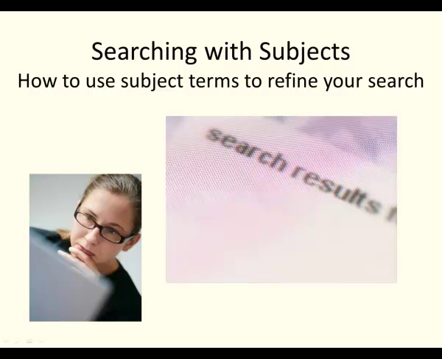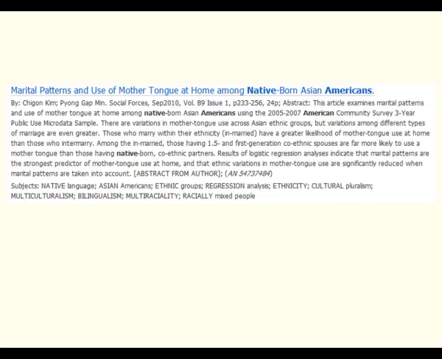Searching with subject terms can help you get fewer, more useful results. But what is a subject term, and how is it different than a keyword? Keyword searching looks for your search terms anywhere in the article's record. The record includes citation information, such as author and title, the abstract, and subject terms.